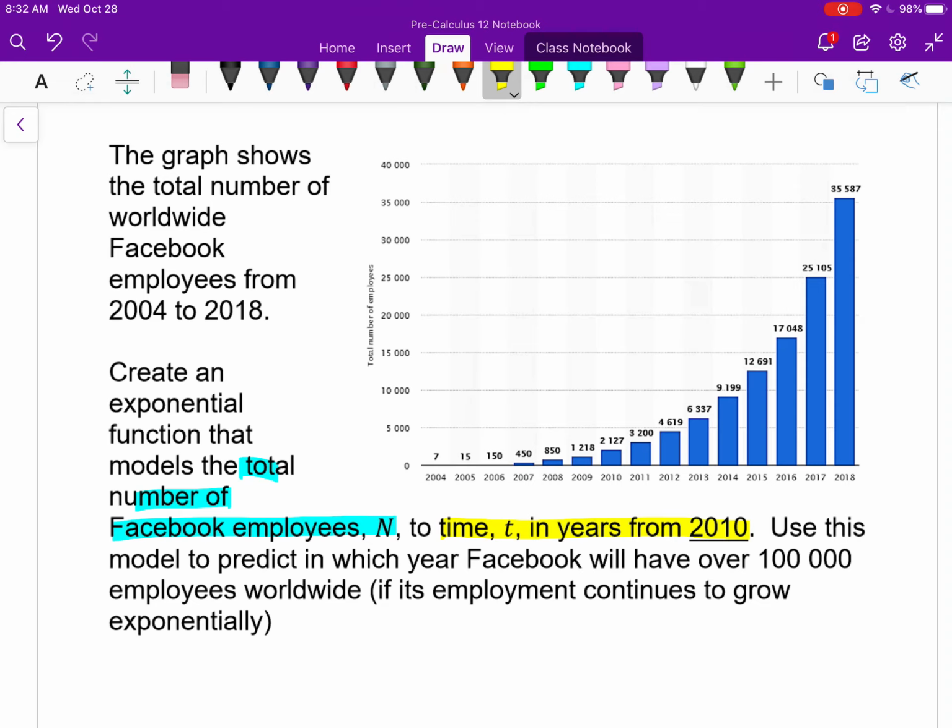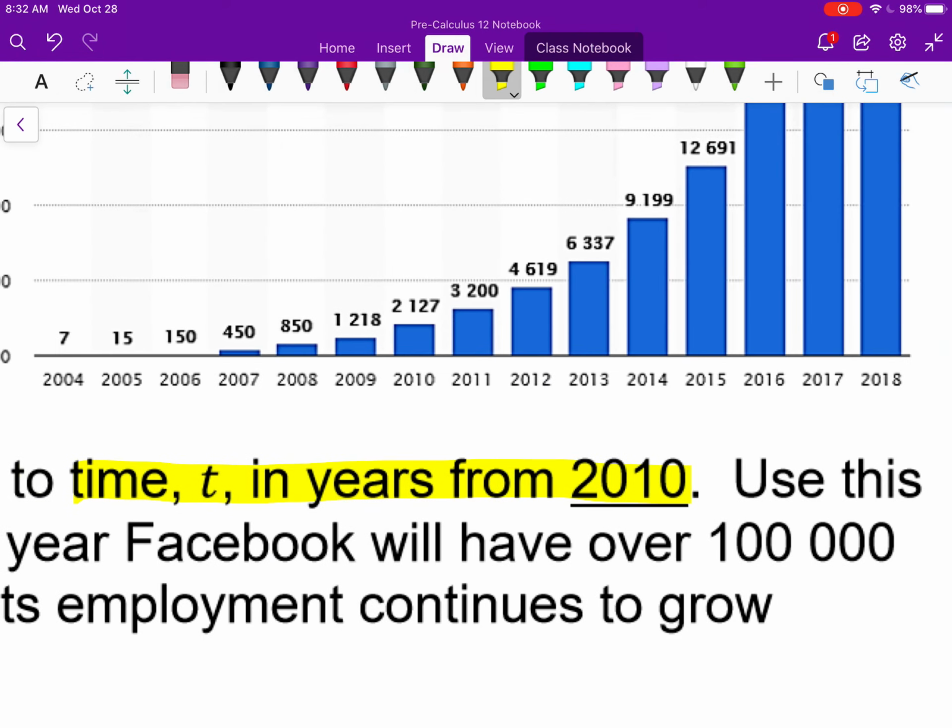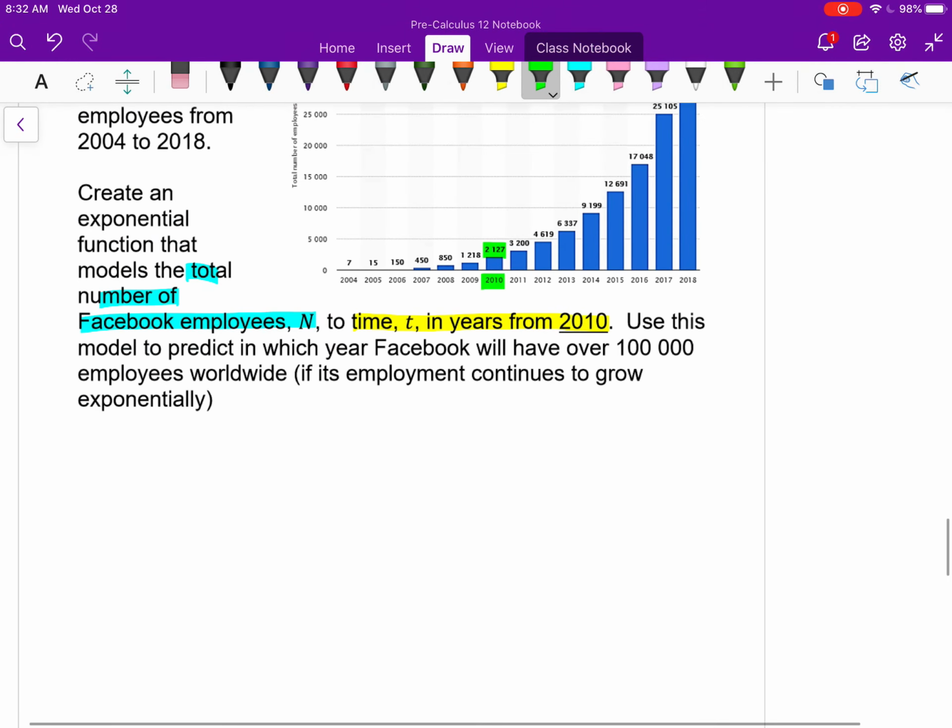That's it. What's my model? Well, if I want 2010 to be my starting point, let's look at the year 2010. In the year 2010, there were 2,127 employees around the world for Facebook. And so that's going to be my starting amount. And notice for all our exponential equations, our starting amount is our coefficient of the exponential form. So 2,127. That's it.